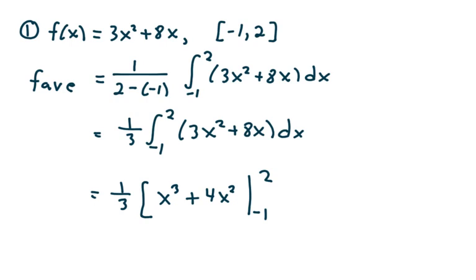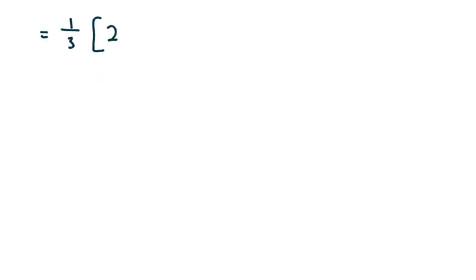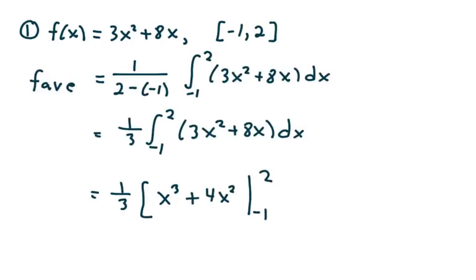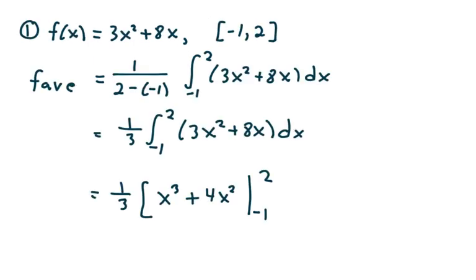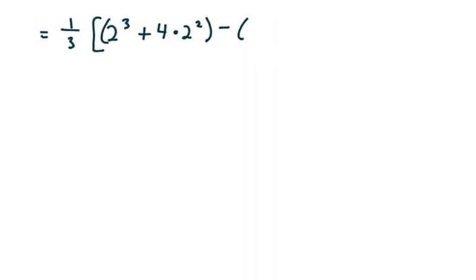Now, this is equal to 1/3 times. We're going to plug 2 in for x, right? And we're going to get 2 to the third plus 4 times 2 squared. And then we're going to plug -1 in for x, and we're going to get -1 to the third plus 4 times -1 squared.